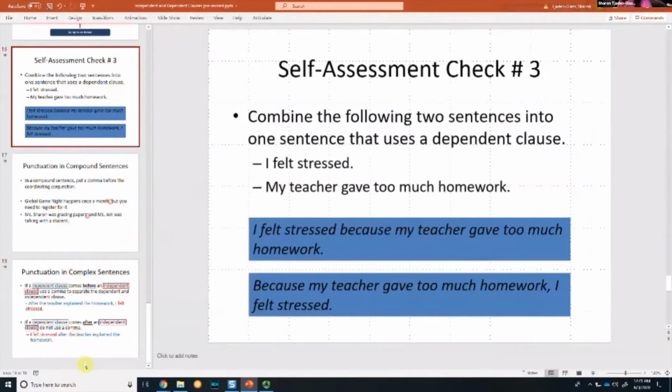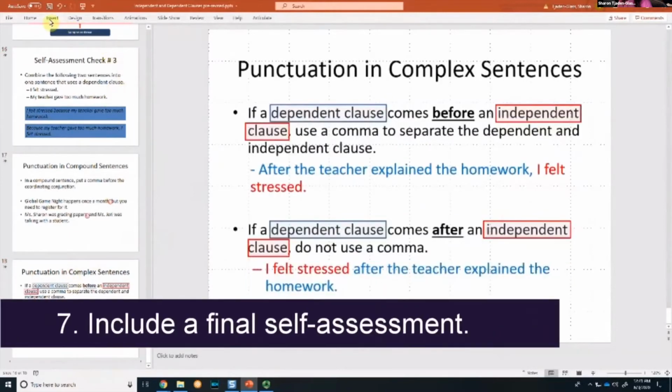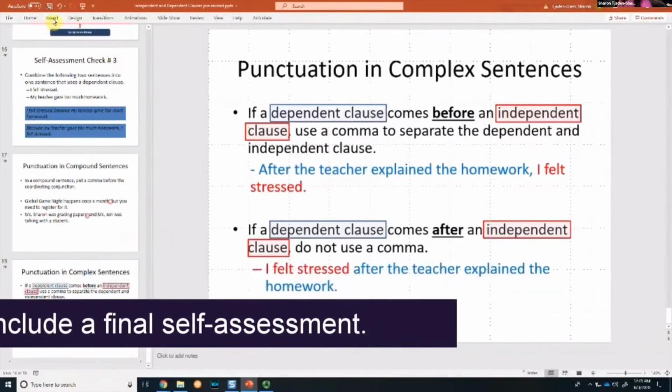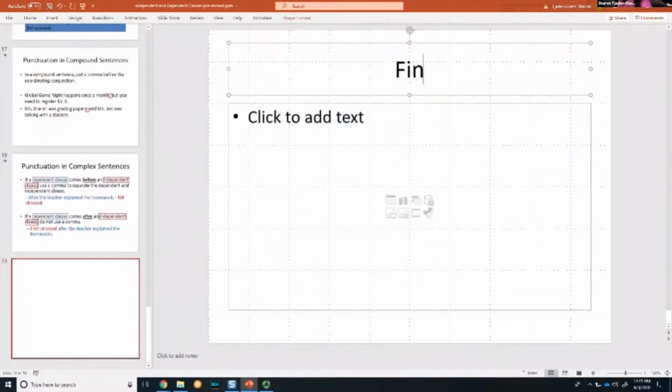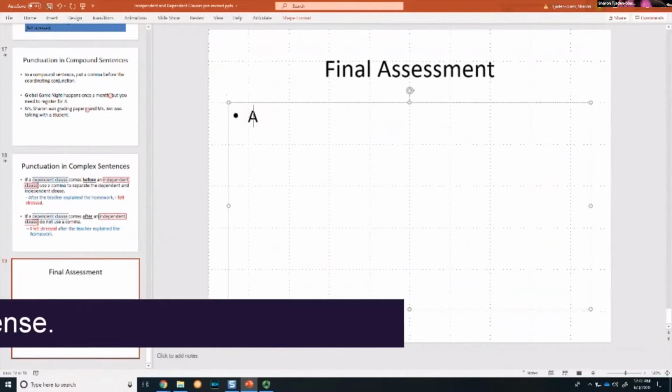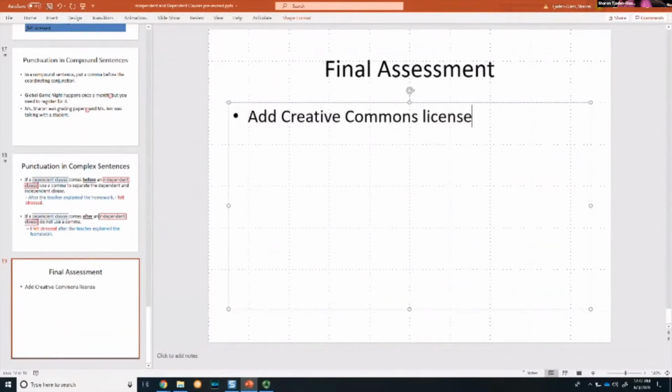But what I'm missing at the very end is some kind of final assessment for students to understand if they understood most of the main points in this presentation. So I'm going to make sure that I add that as well. I also need to make sure that I add a Creative Commons license to this so it's clear to other teachers that they're able to download and change and use this as they'd like. And I also need to add metadata.